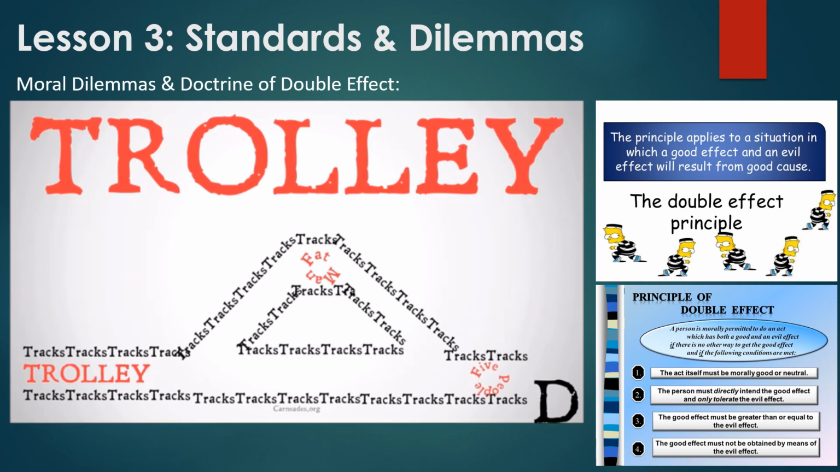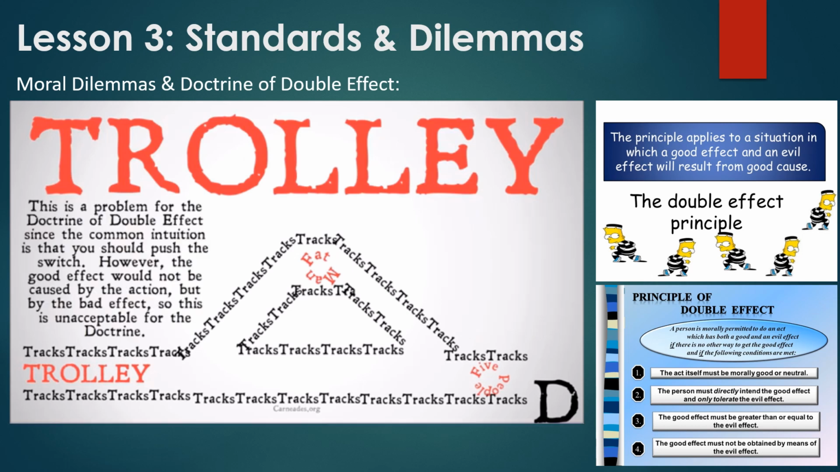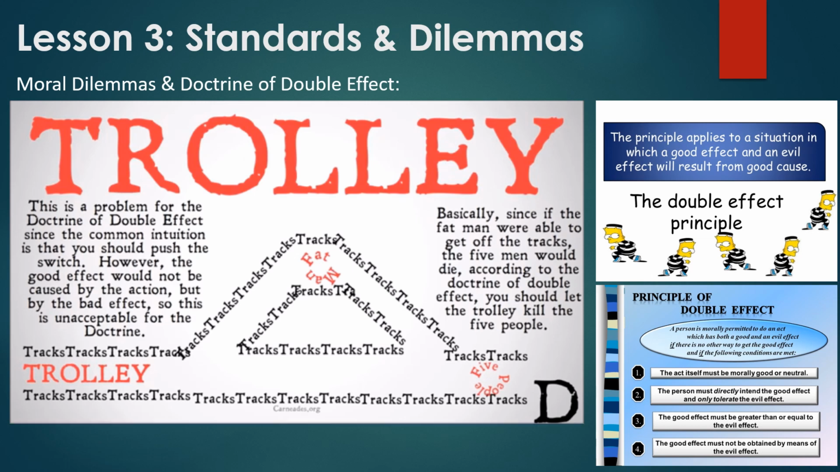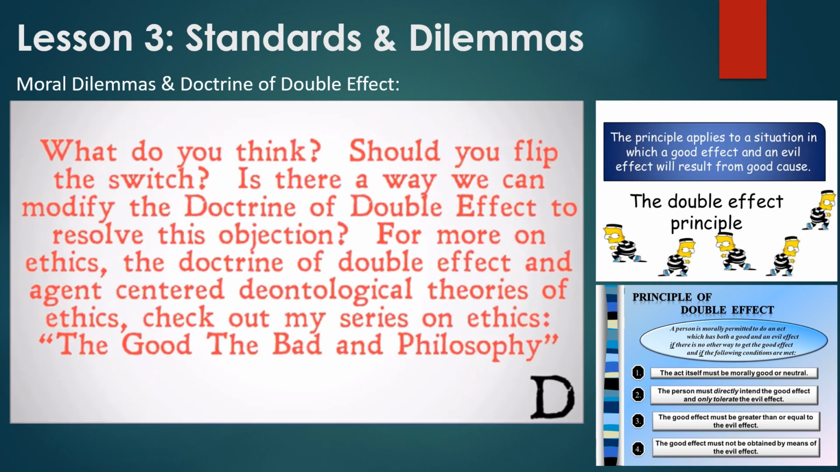What should you do? Now, this is a problem for the doctrine of double effect, since the common intuition is that you should push the switch and flip the trolley onto the other track. However, the good effect would not be caused by that action, since if the fat man ran off the track, the 5 people would still die. But in fact, it's caused by the bad effect of the man dying. So this is unacceptable for the doctrine. Basically, since if the fat man were able to get off the tracks, the 5 men would still die, according to the doctrine of double effect, you should let the trolley kill the 5 people instead of diverting it onto another track.